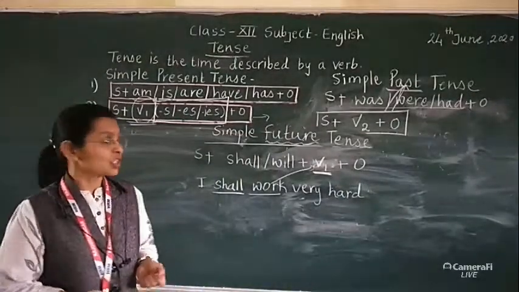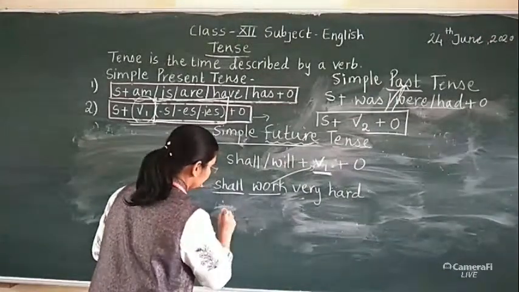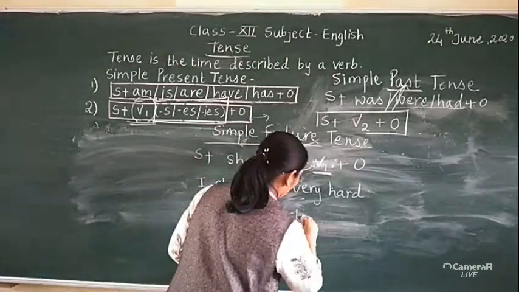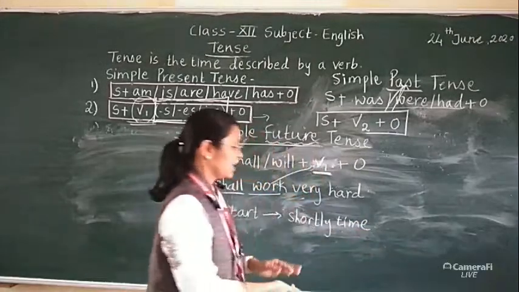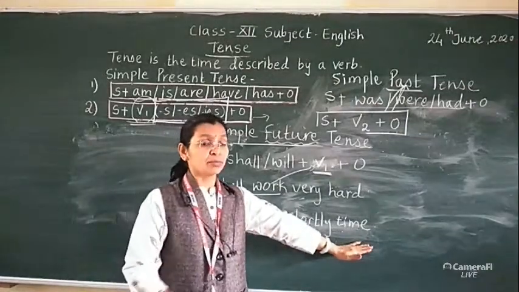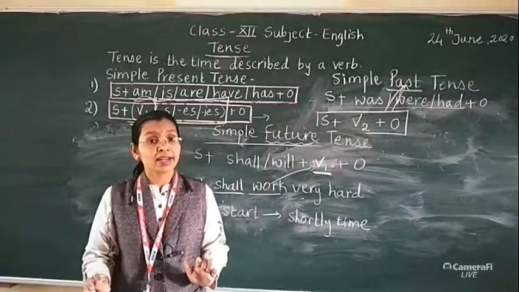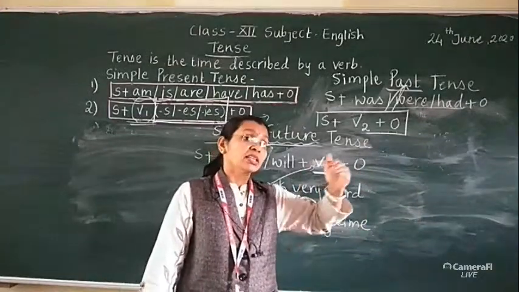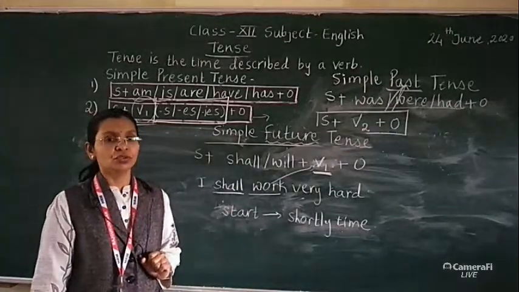When we use the simple future tense, when the action starts shortly. So when our action starts, and it should be in what? Shortly. That means our action will start. Right now we have not started our action. What does it indicate? Our action will start. म्हणजे थोड्या वेळानंतर सुरू होणार आहे. So at that time we use the simple future tense.